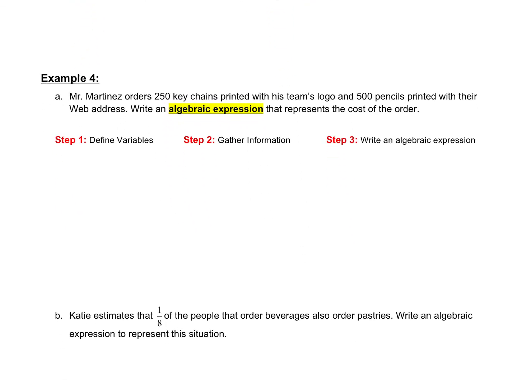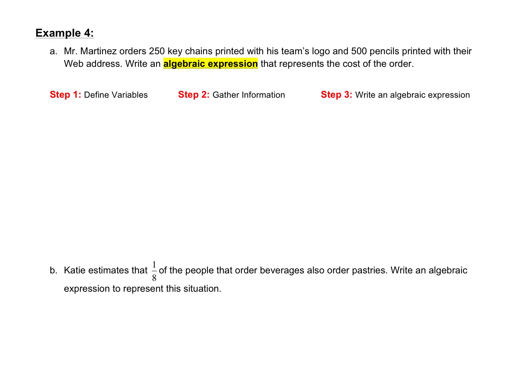All right, next we have example 4. Mr. Martinez orders 250 keychains printed with his team's logo and 500 pencils printed with their website address. Write an algebraic expression that represents the cost of the order. So it's an expression, so once again, we will not be dealing with an equal sign. The first thing we need to do is define our variables. That's step 1. And step 2 is to gather the information, followed by writing the algebraic expression, including that final answer.